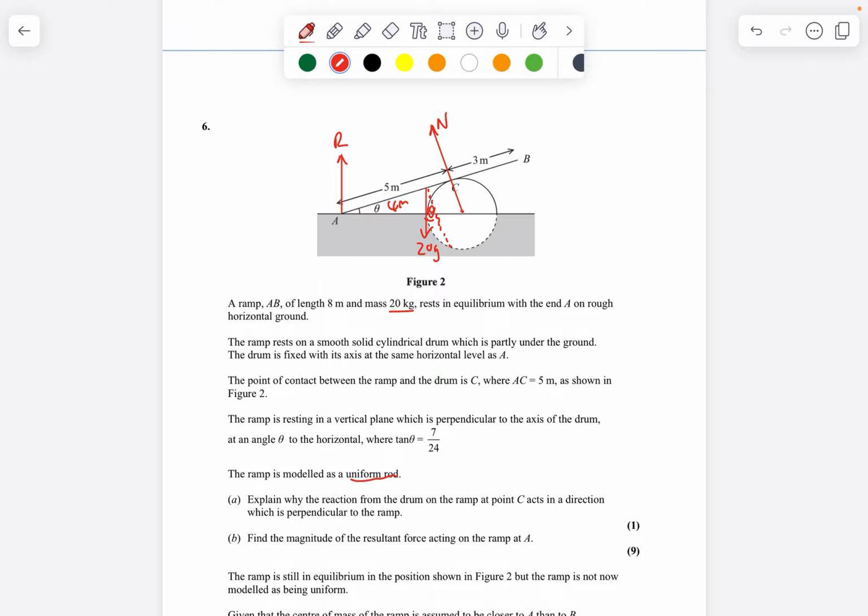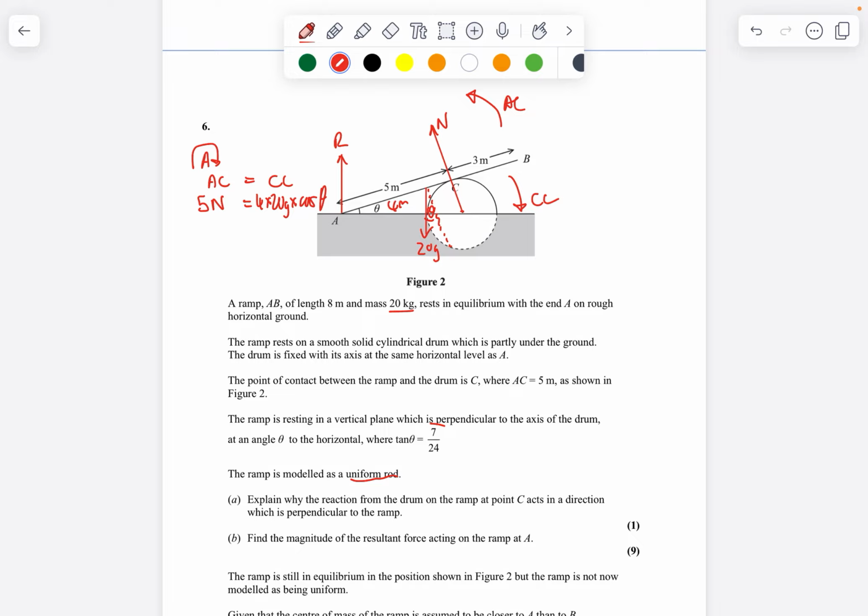So first thing I do is take moments. I'm going to take the moments about A, because that's the contact with the ground. So my moments about A, I'm going to go anti-clockwise and clockwise. My reaction at C is going to be anti-clockwise, and my weight putting it down is going to be clockwise. So I've got my reaction N, and that is 5 meters away from the pivot. And on the other side, I've got 4 times 20G times cosine of theta.